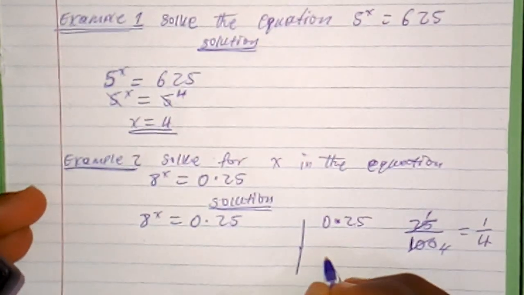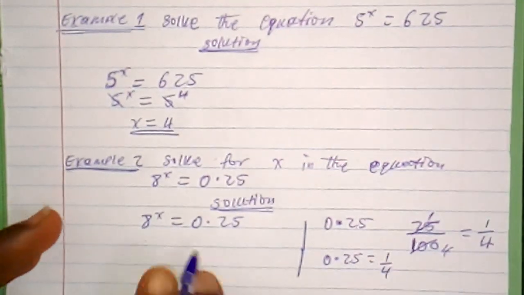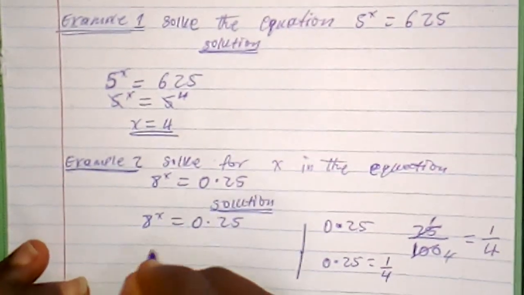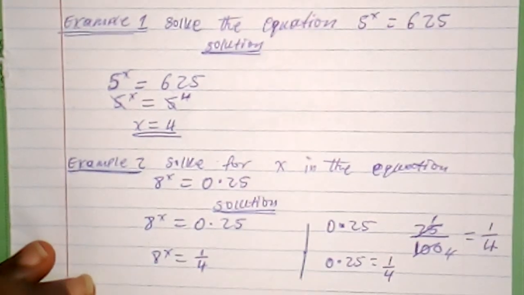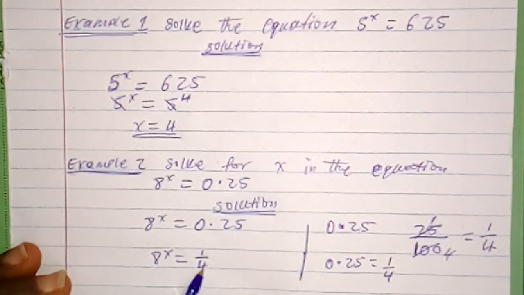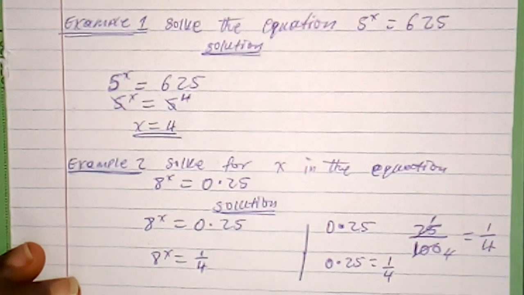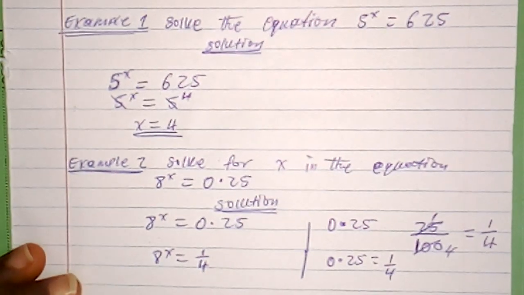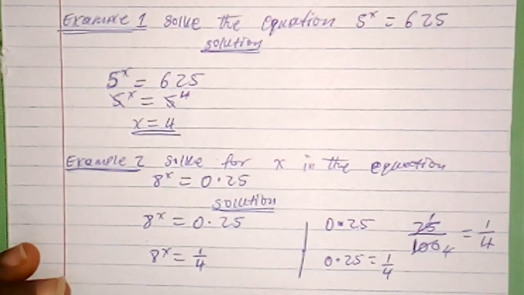So 0.25 equals 1 upon 4. That's what we are going to put here. So 8 raised to the power x equals 1 divided by 4. We have converted this decimal into a fraction. Take note, anytime you see a decimal in an exponential equation, you must convert it to a fraction, right? If you don't know, go and watch my video.